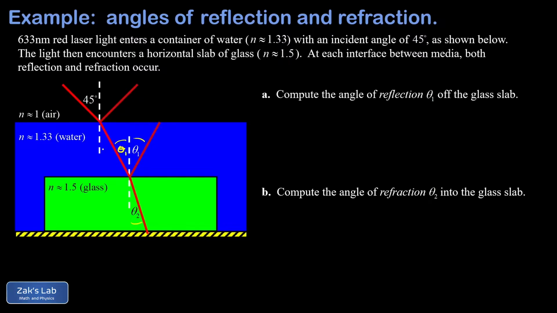Then I can see that theta 1 also occurs here as the angle of the first refraction into the water, because those are alternate interior angles. That allows us to use Snell's law to obtain theta 1 from the incident angle of 45 degrees at the surface of the water.